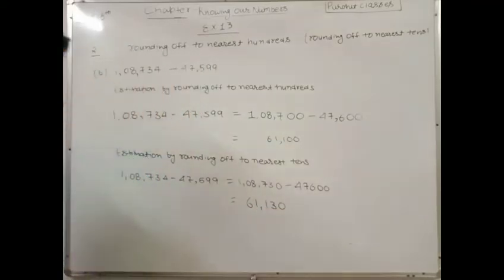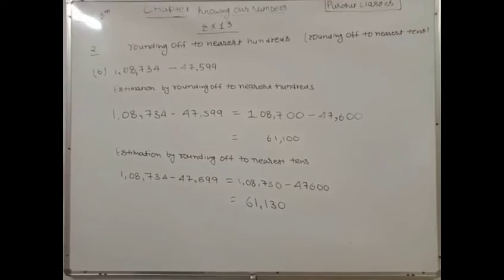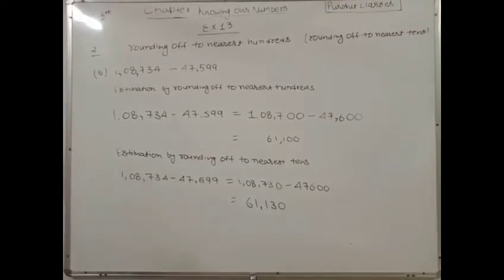61,130. Understood? So similarly we can solve the remaining parts like C and D. You will do it yourself, and also it is written that make four more such examples in your notebook. So total there should be 4 plus 4, 8 parts in your notebook, and each part should be divided in two categories. First, estimation by rounding off to nearest 100, and second, estimation by rounding off to nearest tens. Understood? Okay, pause the video and note it down.